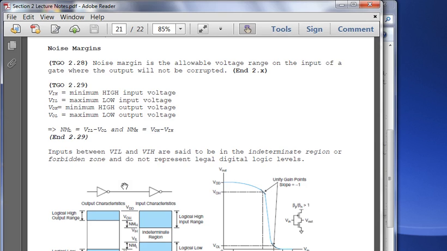And NML, that stands for noise margin low, is the input low, right? That's your maximum low input voltage minus your maximum low output. And NMH, noise margin high, is VOH minus VIH. So your input and output high.